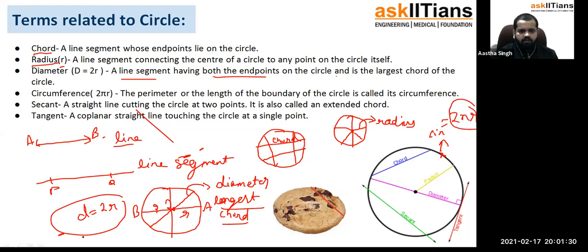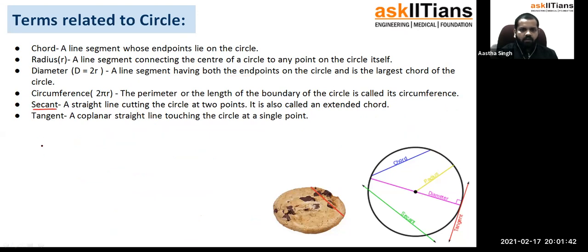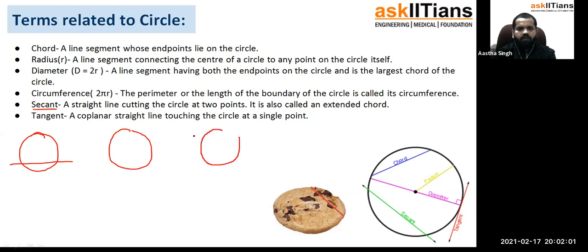A second, let me just move on this slide. Then we are discussing secant. A secant in a circle: if we discuss the relationship between a circle and a line, then there can be three conditions. If a line passes through the circle, if a line does not pass through the circle, and if a line just touches the circle at a single point, right? Then this is known as tangent.